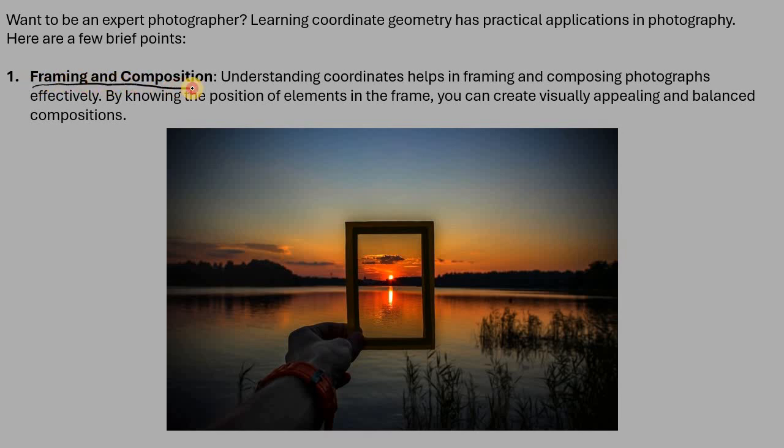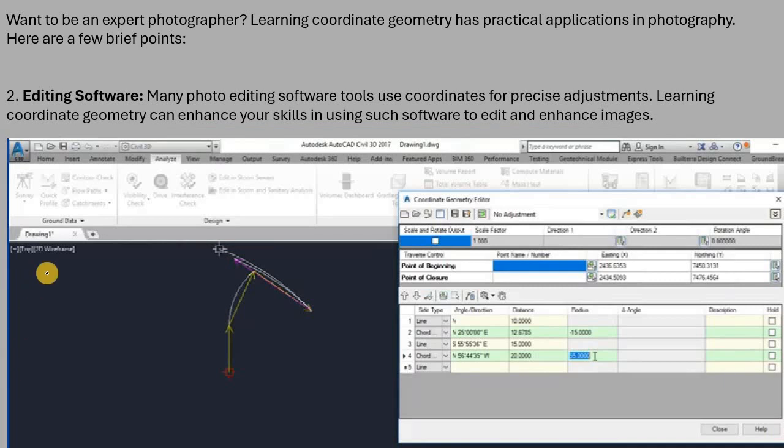Framing and composition. Understanding coordinates helps in framing and composing photographs effectively. By knowing the position of elements in the frame, you can create visually appealing and balanced compositions, right? That's photography. Another point in photography as well: many photo editing software tools use coordinates for precise adjustments. So learning coordinate geometry can enhance your skills in using such software to edit and enhance images.